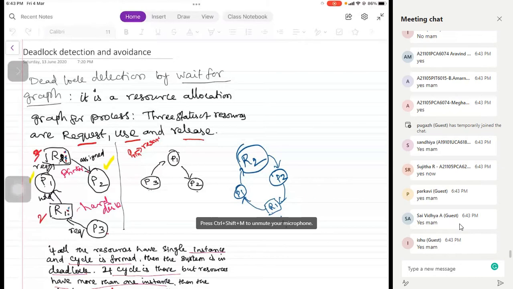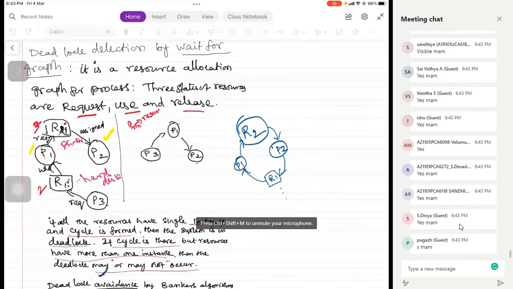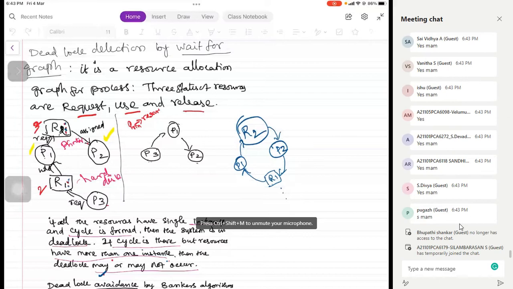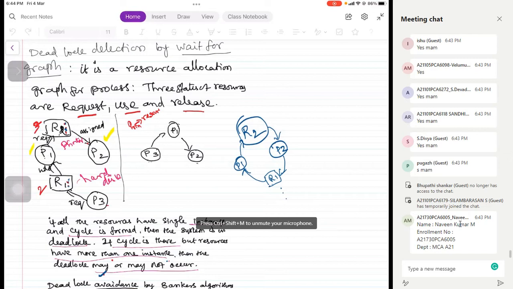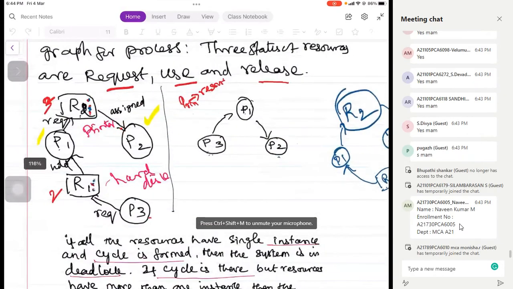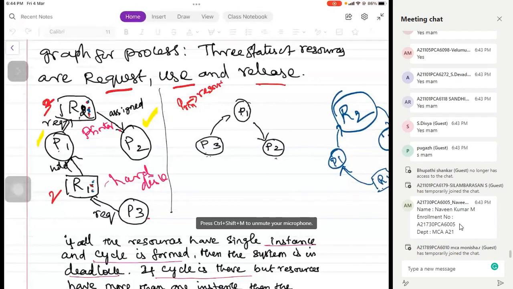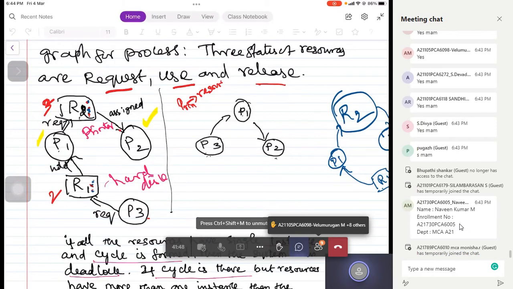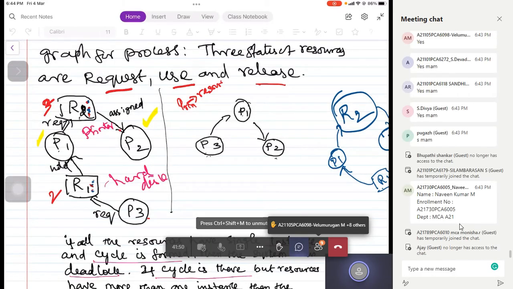Okay, deadlock detection by wait for graph. It is the resource allocation graph for processes. The 3 states of resources are request, use and release. For example, the resources are there, the processes are also there. Usually, R1 and R2 are the 2 resources, and P1, P2, P3 are the 3 processes. This is one wait for graph.